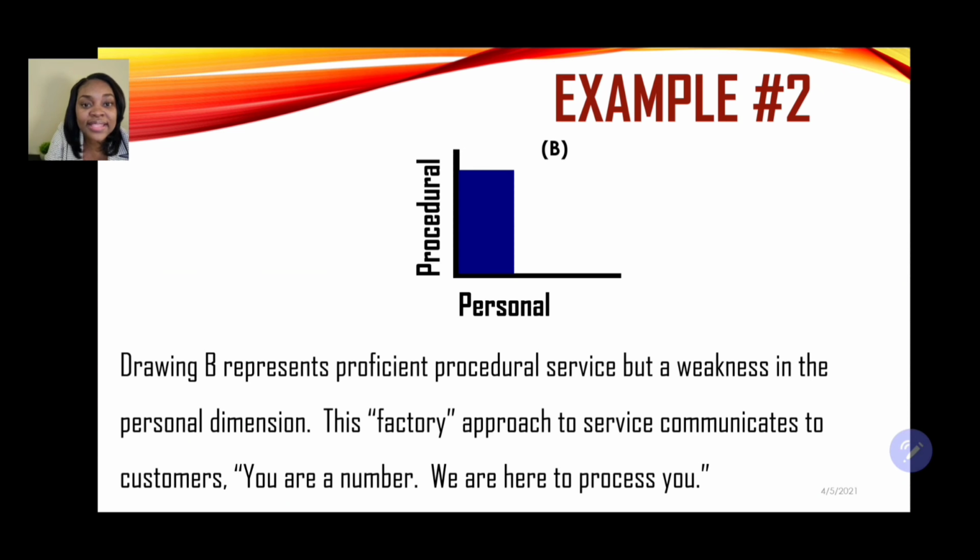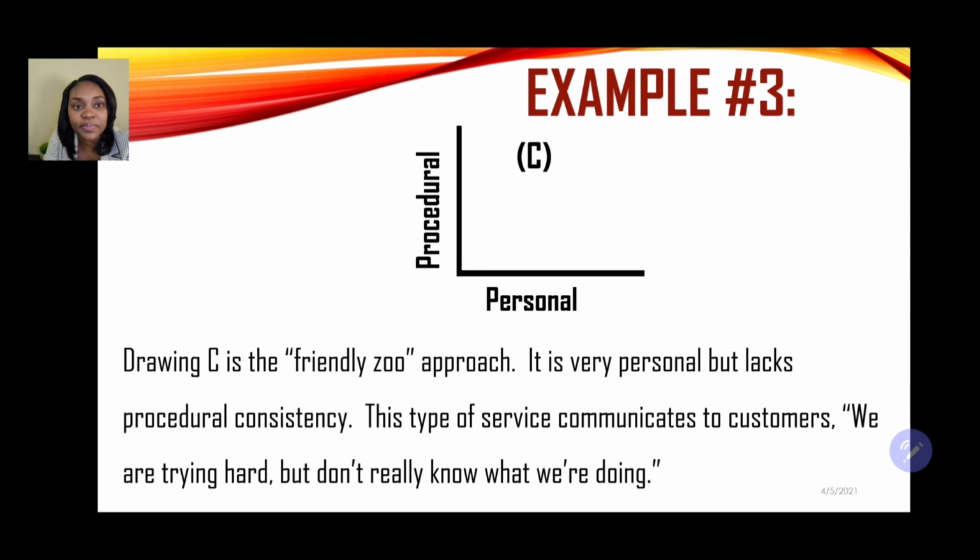Now, let us look at example number 2. Drawing B represents proficient procedural service. They know what they're doing as it relates to the procedures set up by the establishment. It is being followed. But guess what? A weakness in the personal dimension. The factory approach to service communicates to customers, you are a number. We are here to process you.